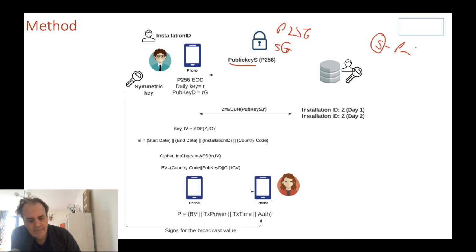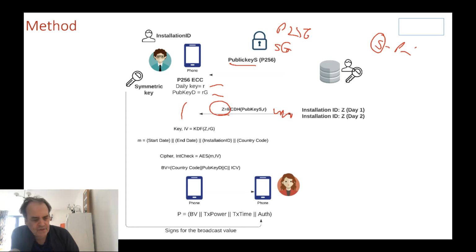Then each day, Bob will create a new random value, his private key, and then creates a daily public key. He will take the base point and multiply it by his private key to get his public key from there. Then we create a value Z, which is the elliptic curve Diffie-Hellman exchange between the server and Bob. But it doesn't have to happen here. All that needs to happen is that the Z value is calculated.